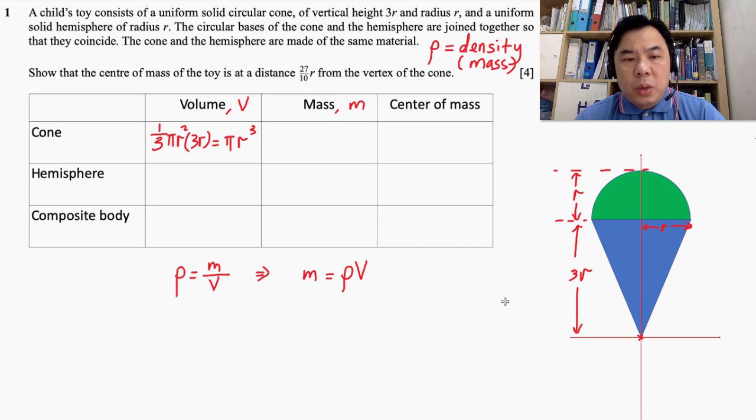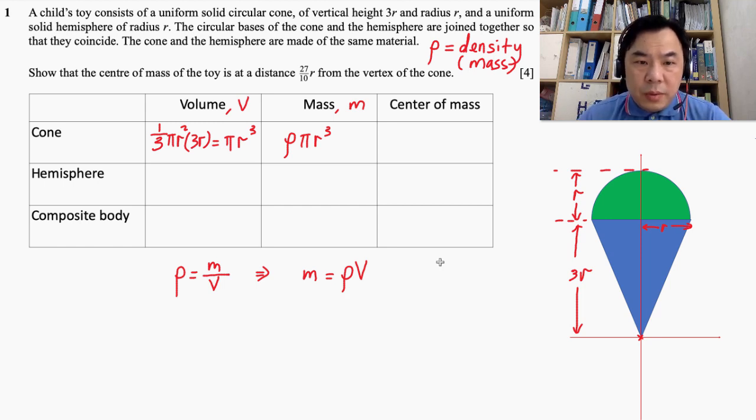So therefore, they should have the same density in this case. Right? Okay. For that, we're going to write down our mass as rho pi r cubed. Now that will be our mass for the cone. And then the center of mass for the cone. Now, you can refer to the MF19. Okay, now we'll show you your MF19 now.